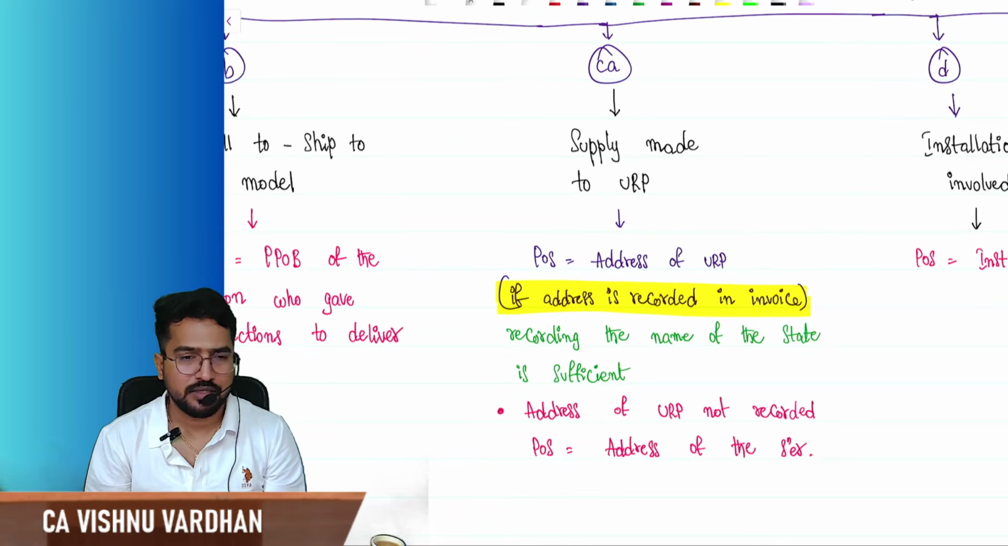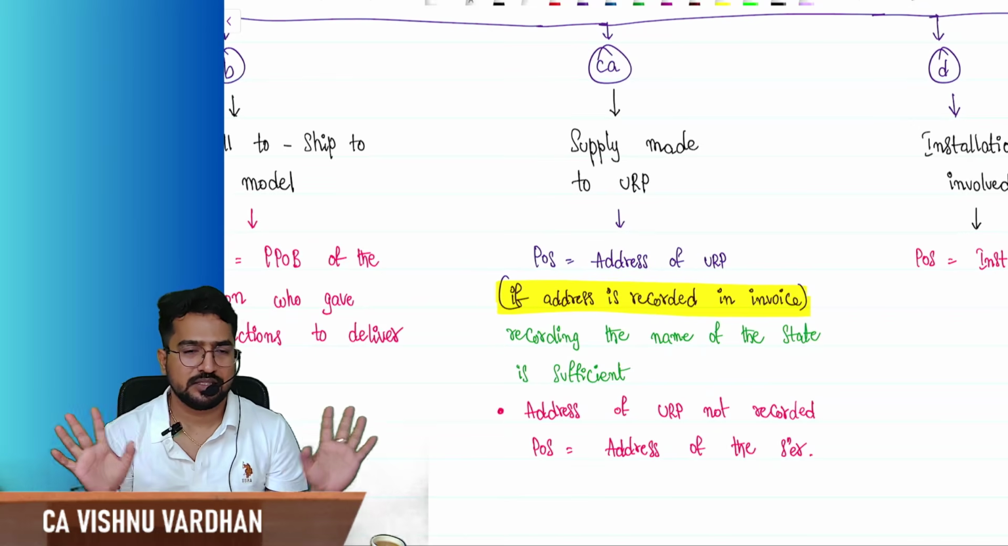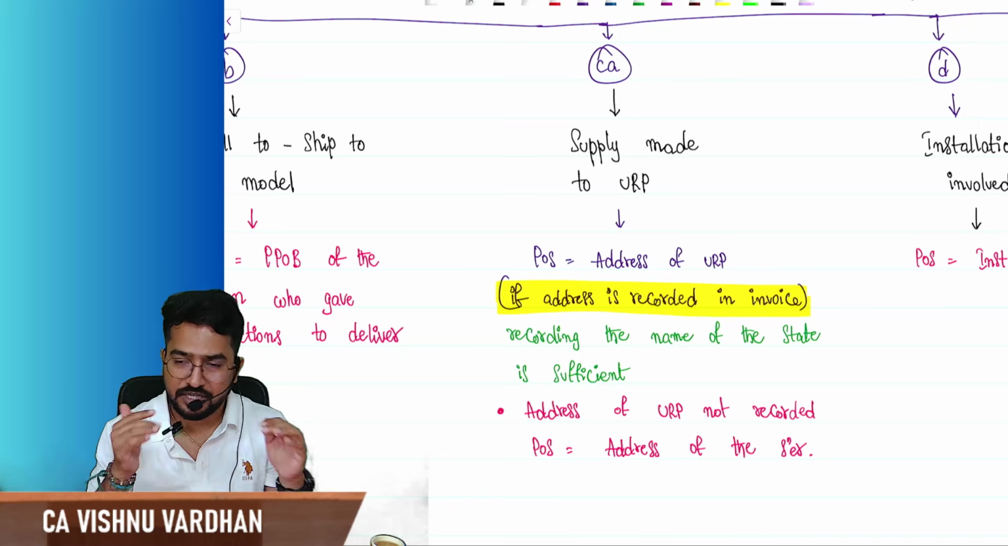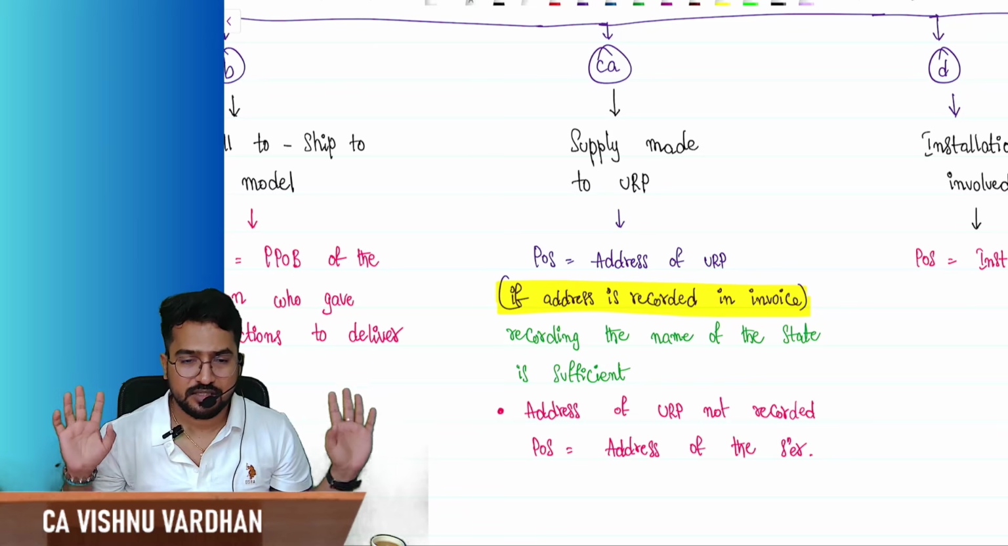Unregistered person. Am I clear? And on this unregistered person, what is the place of supply? Whatever is recorded in the invoice as the recipient address. If the recipient address is recorded, even recording the state name is sufficient. If nothing is recorded, then the supplier's address will be the place of supply.